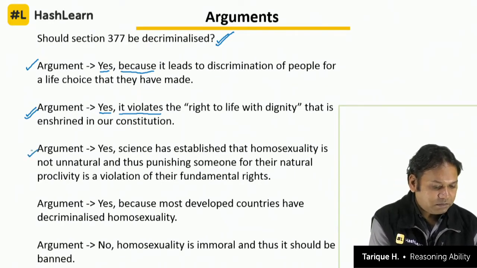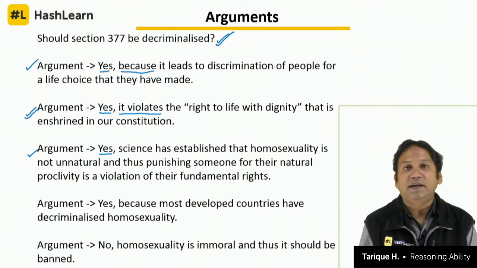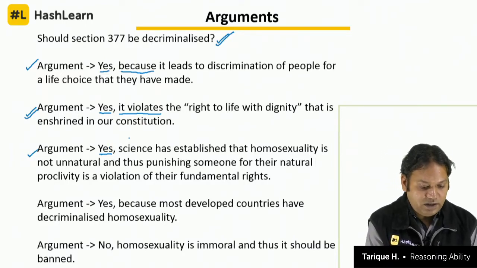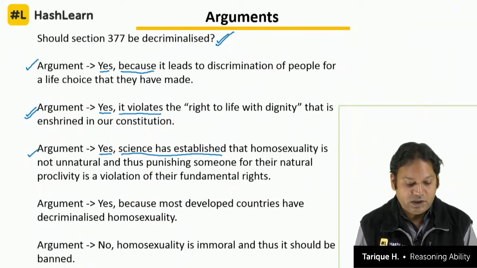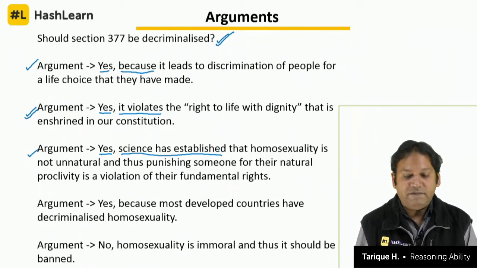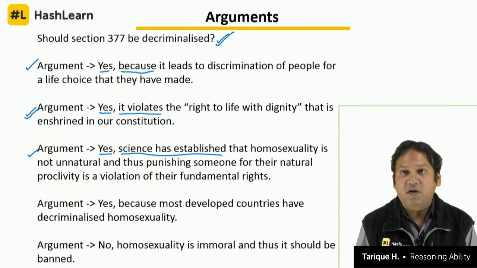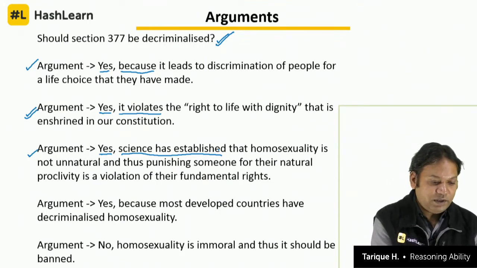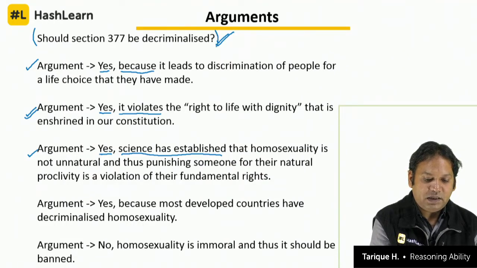Let's go to the third one. Let's see what this person is saying. He's saying yes, again that is the point of view. Yes means he believes that it should be decriminalized. Okay, why? What is the reason? Science has established, the scientific research around the world has established that homosexuality is not unnatural, and thus punishing someone for their natural proclivity, that is natural inclination, is a violation of their fundamental rights. Again, this is also an argument given here for the same question. The statement is, should section 377 be decriminalized?